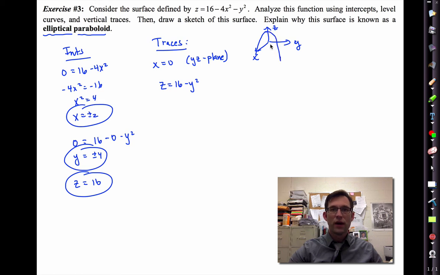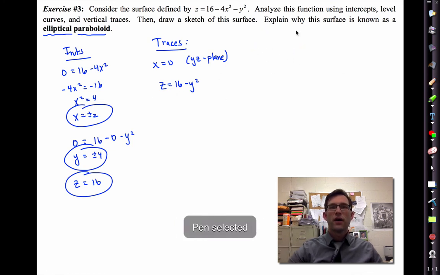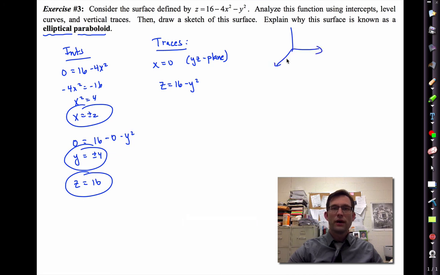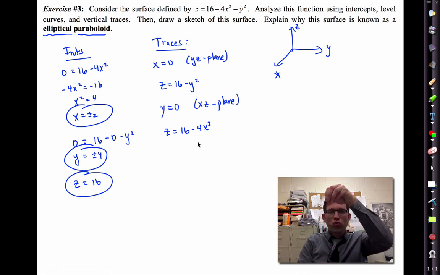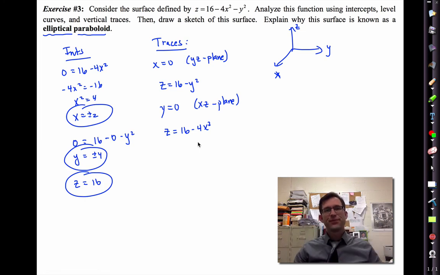Right? In z and y. Yeah, that's going to start getting confusing. If I do y equals 0, x, y, z. If I do y equals 0, we're talking about the xz plane. And of course y equals 0 will give me z equals 16 minus 4x squared. Also a concave down parabola, but one that's more narrow, right? It's been stretched out.